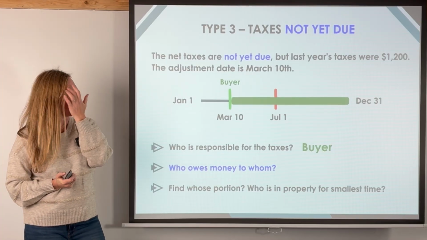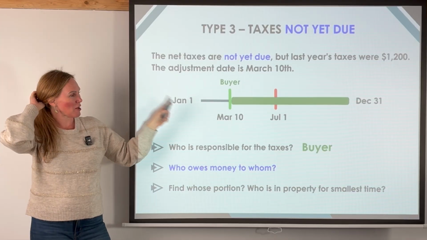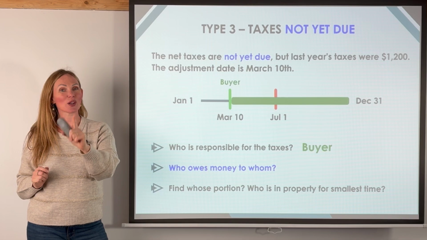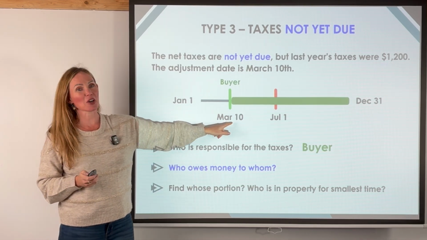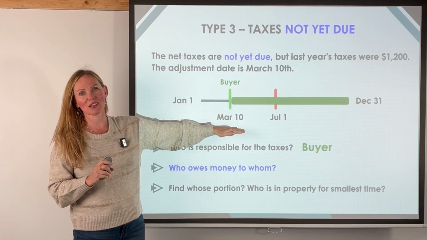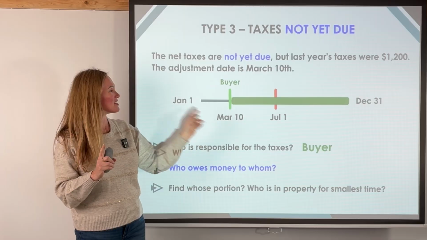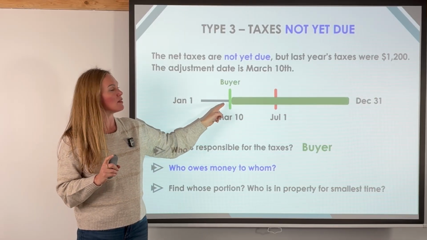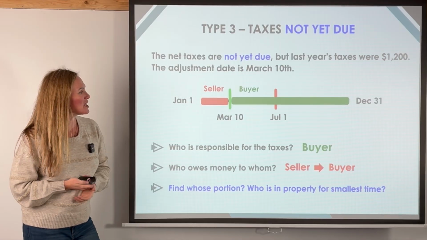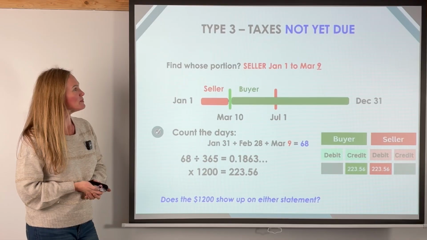Don't cheat, don't look at your notes. From which date to which date? Okay, from January 1st till when? Watch. If you said March 10th, you just lost the mark, because who is responsible for March 10th itself? The buyer. Do you see how tricky it is? So from January 1st till March 9th. Good job. All right, so that's what he's responsible for.